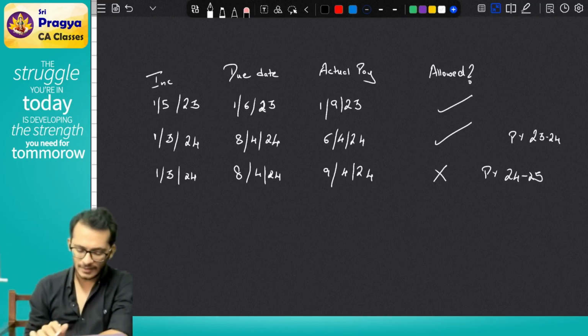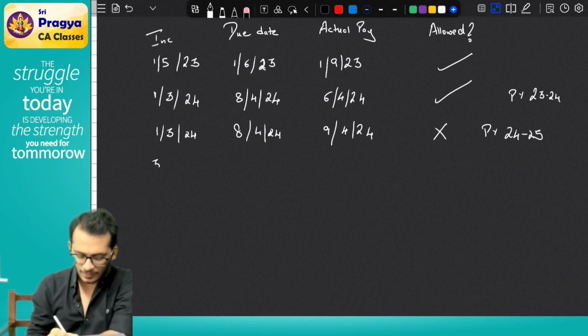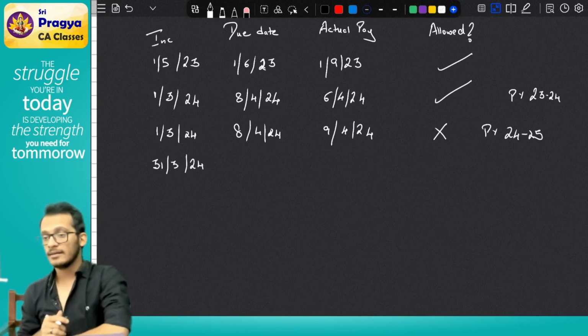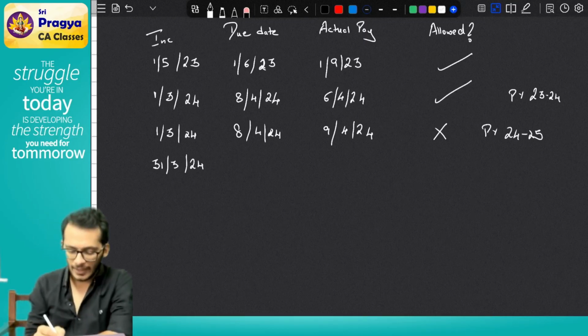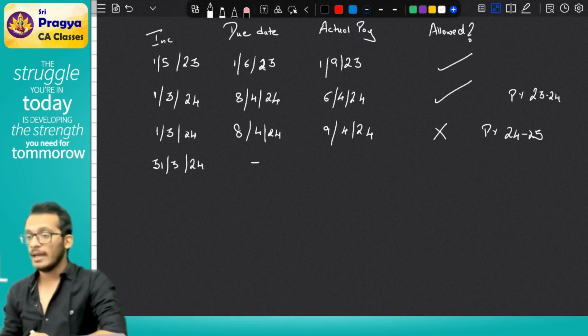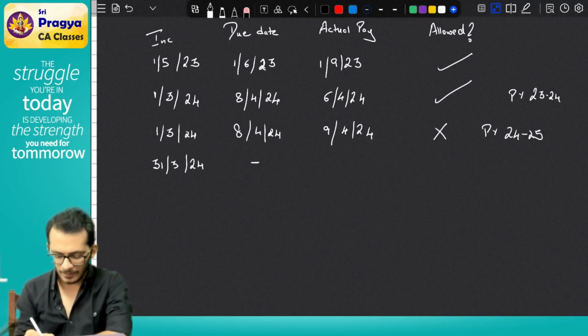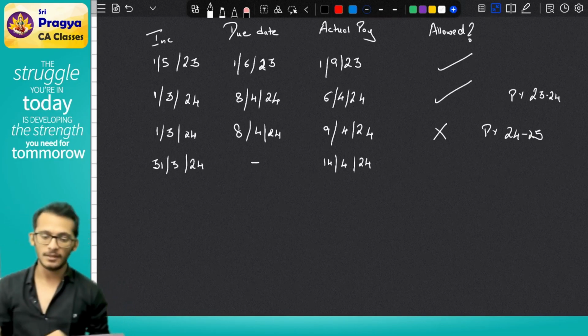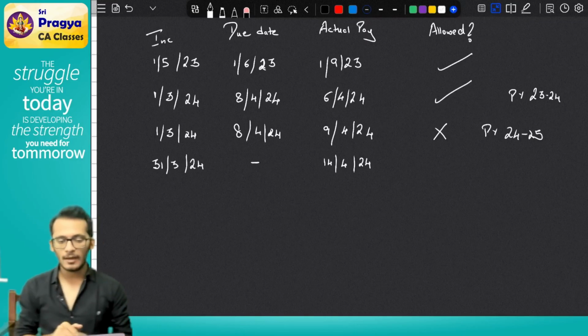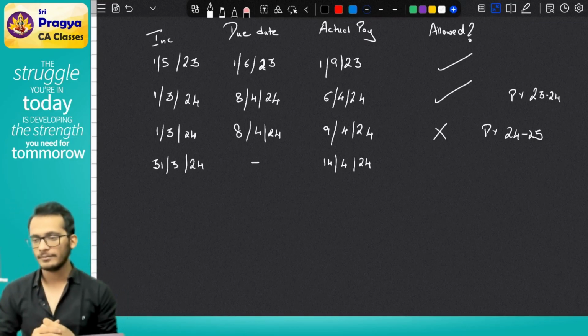Yes. Last scenario. Rahul, I incurred the expense on 31st March 24. I did not even enter into a due date. I have put no agreement clause. I made the payment on 14th April 24. Will it be allowed in 23-24 or will it be allowed in 24-25?